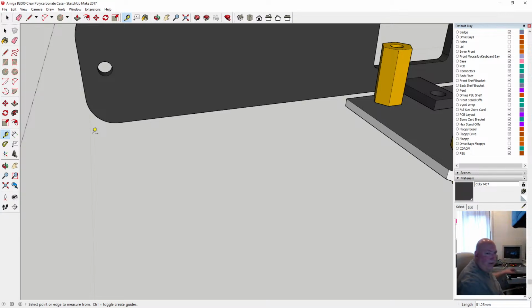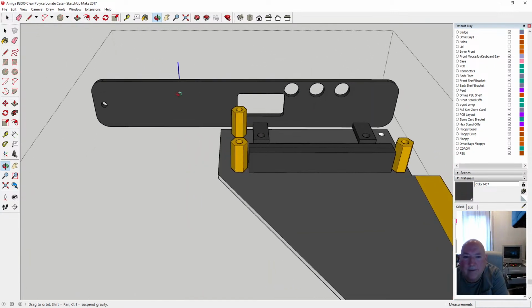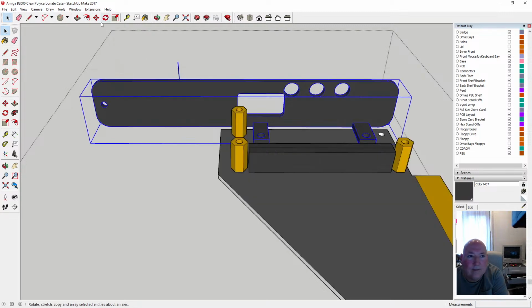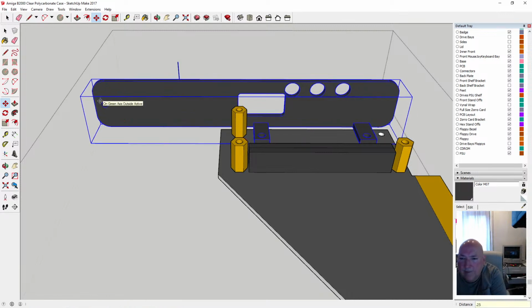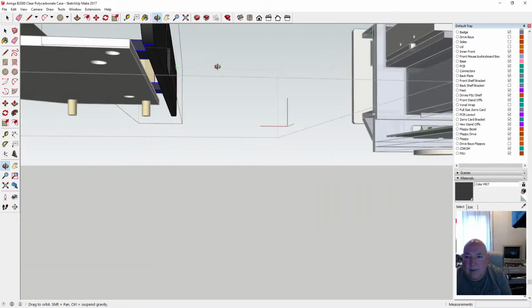So I need to move the whole thing that way. 0.25. Let's get rid of the lines. 0.25 over. So get the whole thing, actually move the whole thing over 0.25, and then grab both of these apart from that and anything else I might have grabbed hold of.